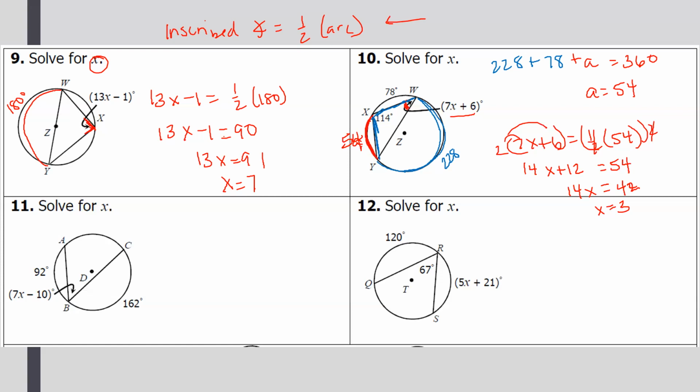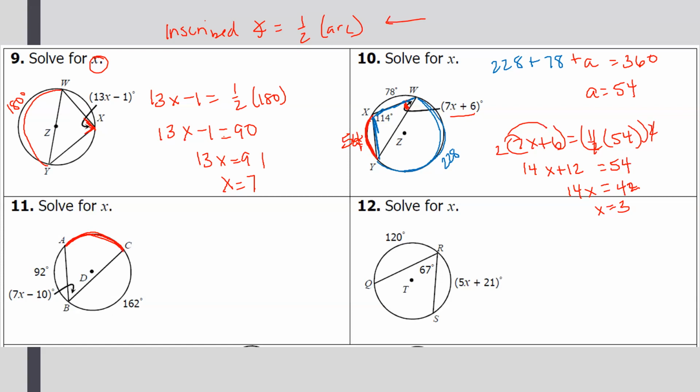We're going to do a similar thing here, number 11. They tell us a 92 degree arc and a 162 degree arc, but they don't tell us AC. So we're going to have to figure out what the measure of arc AC is, and then use the relationship for our inscribed angle. And we're going to have to do a very similar thing in number 12.